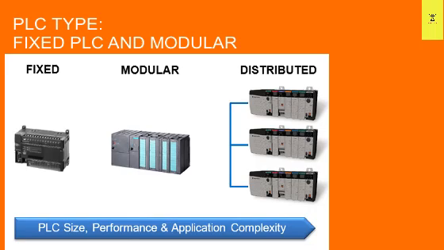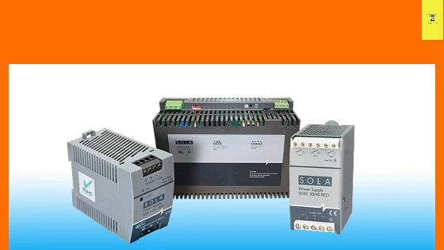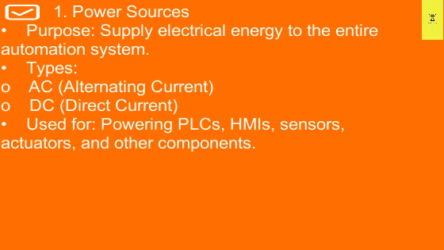The first element is the power supply. The purpose of the power supply is to supply electrical energy to the entire automation system. Types of that power supply: AC, which is alternating current, and DC, which is direct current, used for powering PLCs, HMI, sensors, actuators, and other components.